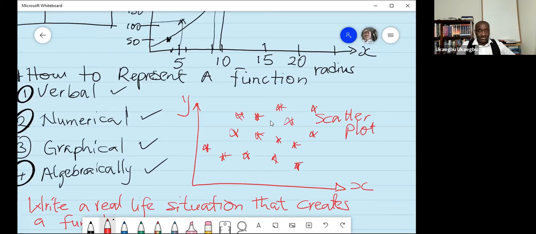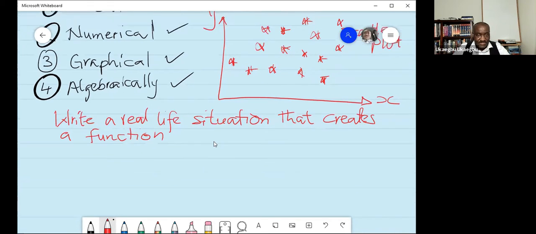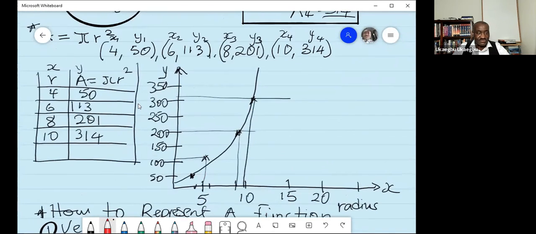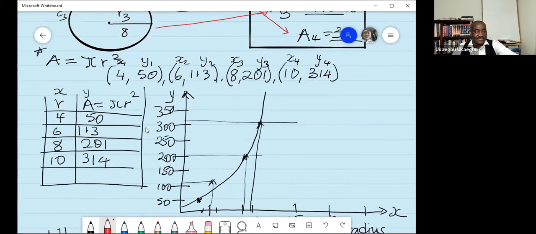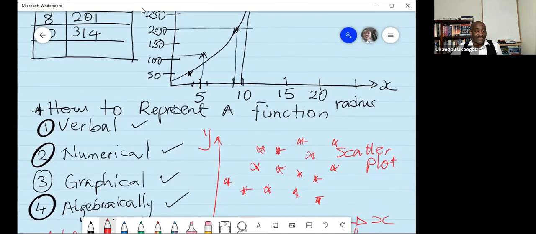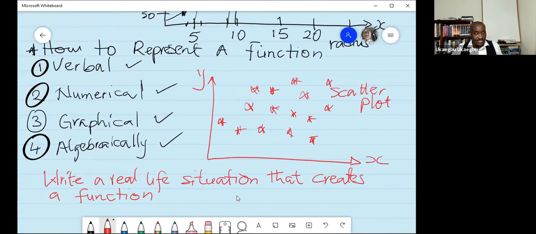And sometimes the relationship can be straight. Sometimes it can be a curve. Now let's consider testing for a function represented algebraically. We have actually tested it right here. We tested all these algebraic functions. We started with radius and then we had area and then we plotted something. That's actually testing. But let's test again using another relationship and see if it is a function or not.